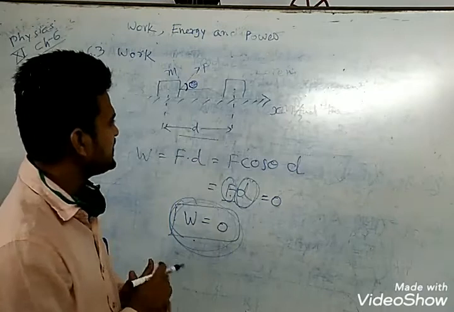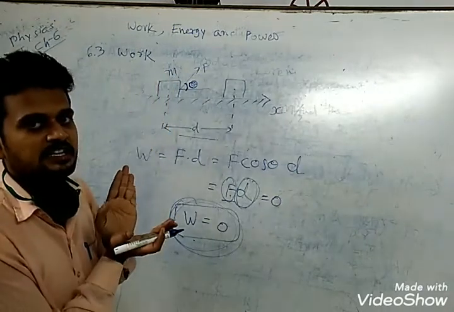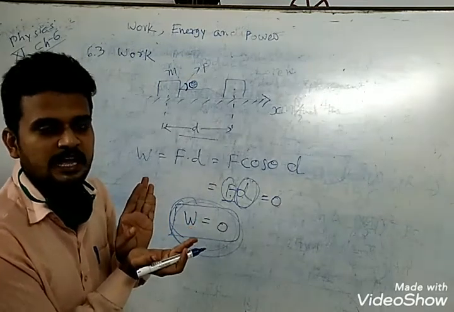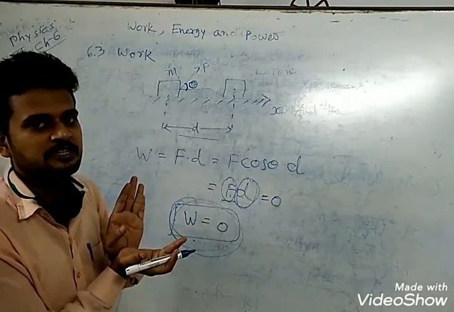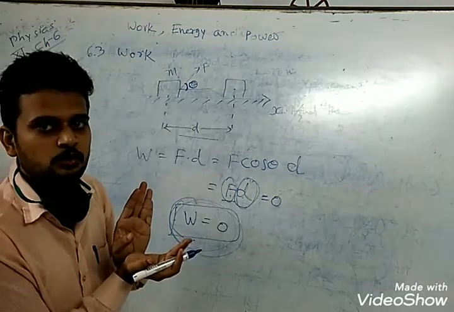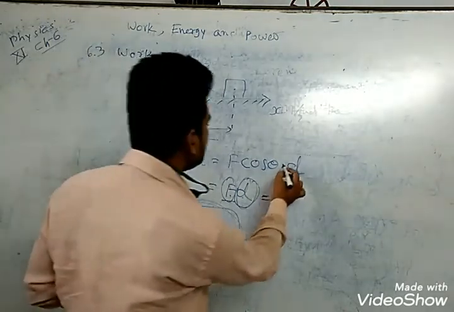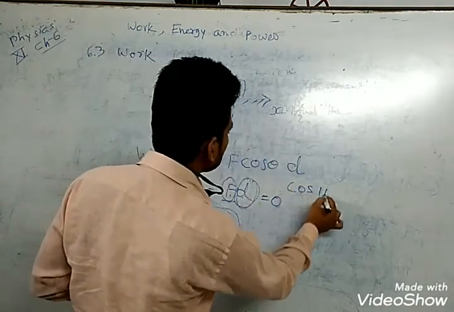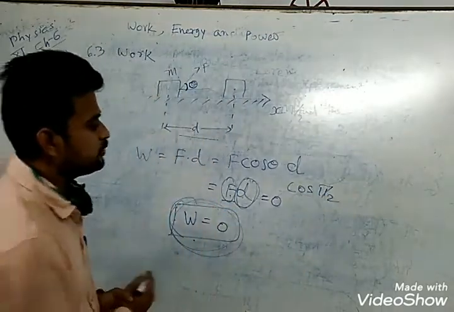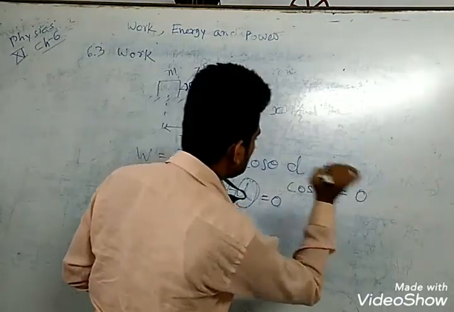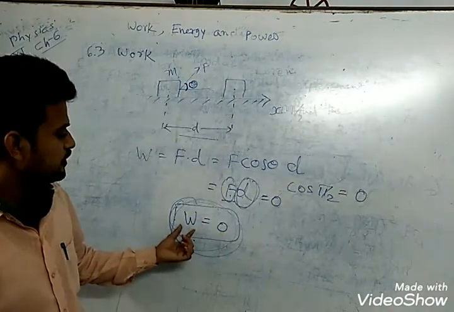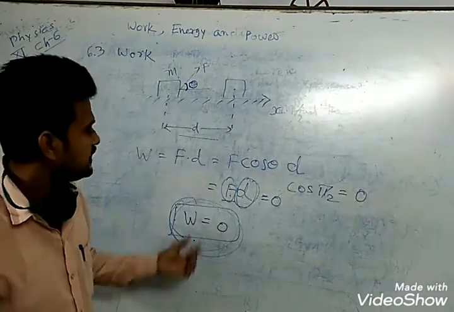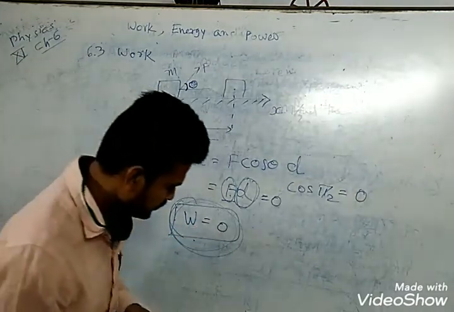Now the last case is when the angle between displacement and force is perpendicular. The angle between force and displacement is perpendicular to the direction. So cos theta is cos pi by 2. Now here we know that cos pi by 2 is equal to 0. So again in the third case, work is equal to 0.